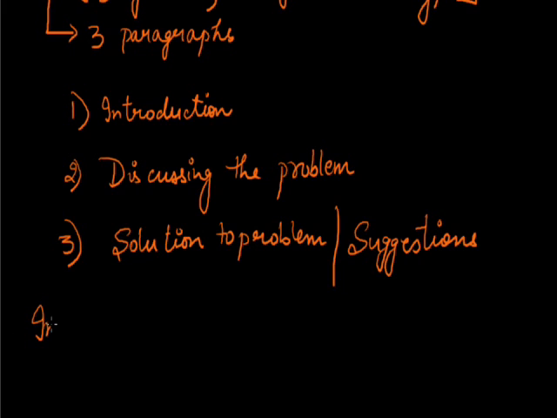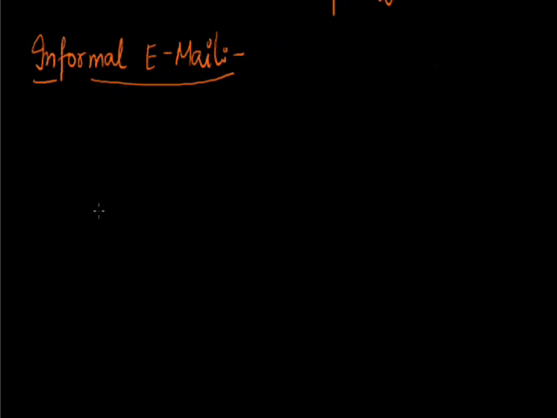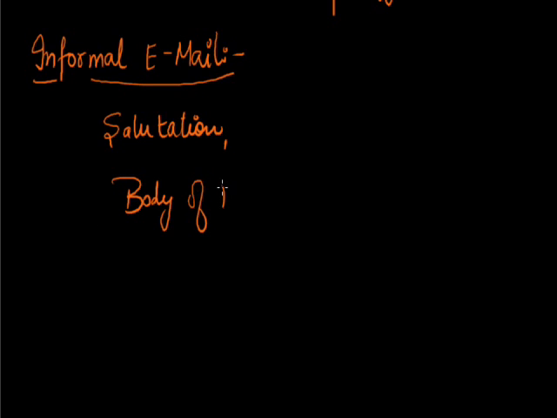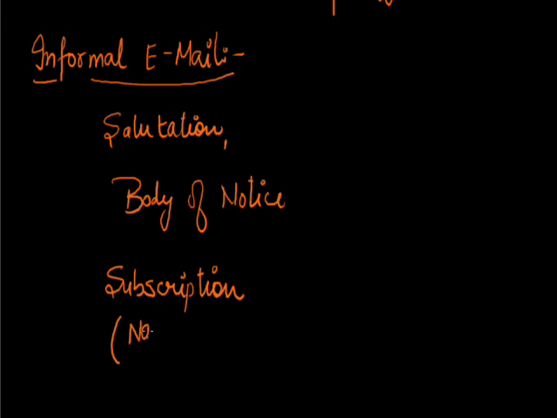In case of an informal email, the structure of the email remains the same: salutation followed by a comma, then the body of the email, and at last comes the subscription. That includes your name. Over here, designation is not required because informal emails are generally written to friends and family.